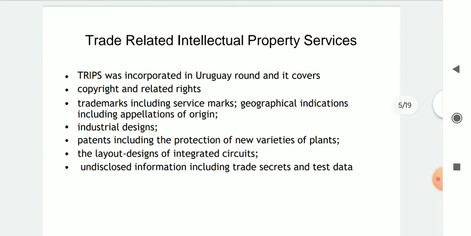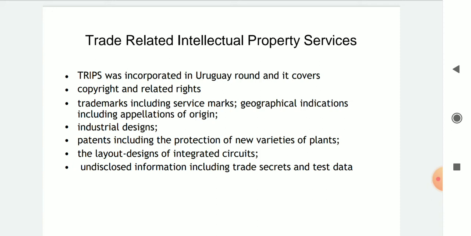The Trade Related Intellectual Property Rights, TRIPS, was incorporated in the Uruguay Round and it covers copyright and related rights, then trademarks including service marks, geographical indications including appellations of origin, then industrial designs, patents including the protection of new varieties of plants, the layout designs of integrated circuits, undisclosed information including trade secrets and test data.